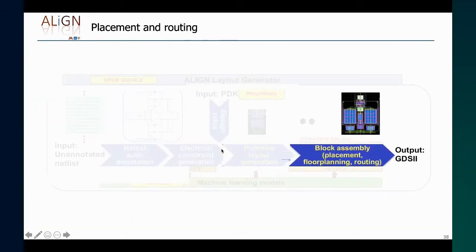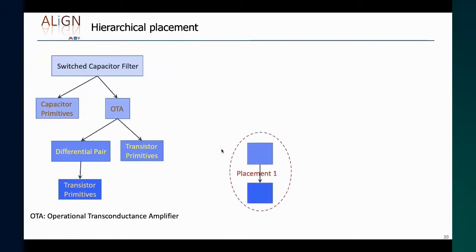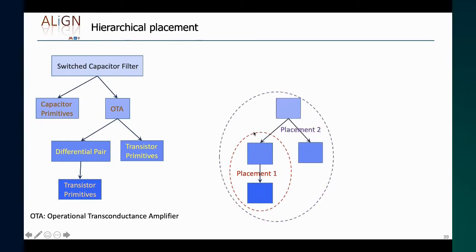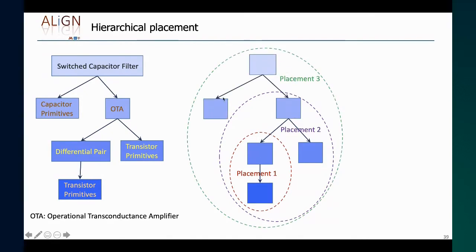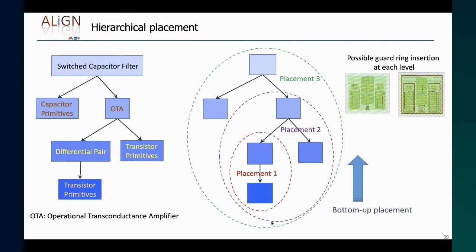So what we can do is build this solution bottom up. We first build a placement for this structure, then we combine this to a placement for this structure, then we combine this to a placement for this structure, and the placement is inherently performed bottom up. Currently, we use a simulated annealing-based engine because the number of blocks at every level is relatively small.